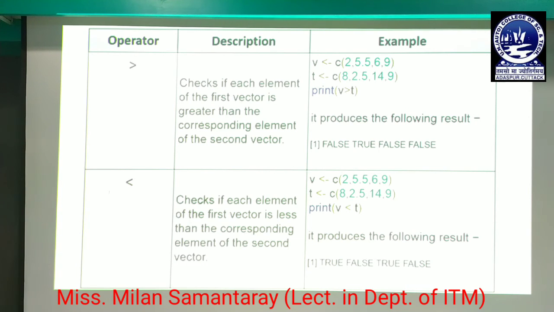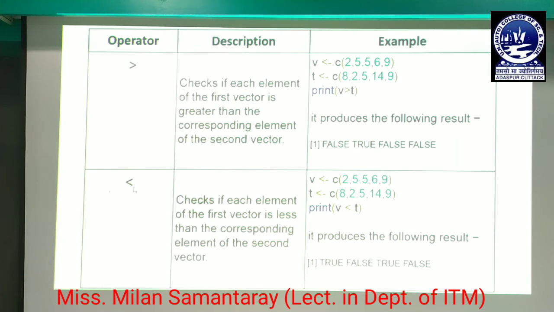If the condition is true, then it will display true. That means, 2 is greater than 8, it is false, so it will display false. Then 5.5 is greater than 2.5, yes, it is true, so it will display the Boolean value true. Then 6 greater than 14, it is false, because 6 is less than 14, so it will display false. Then 9 is greater than 9, no, it is false, because 9 is equal to 9. As we are only using the greater than operator, 9 is not greater than 9, so it will display false.